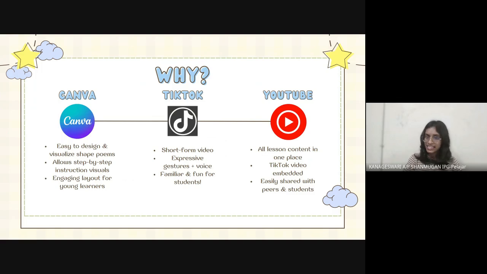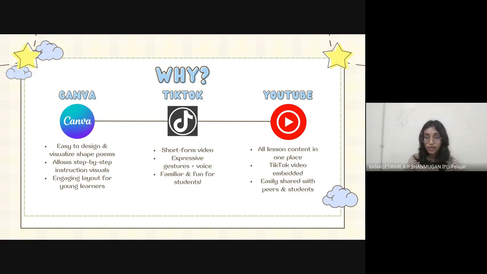The next platform I'm using is TikTok. Now, TikTok might seem like just a fun app for short videos, but it's actually a great way to engage Year 5 students because they are already very familiar with it. I'll be using TikTok to record the recitation of a shape poem. The short form video format is perfect for allowing the poem's expression to shine. I can add gestures and tone of voice in an engaging way and add effects like the green screen effect to show the poem. And this is something that students will be excited to try as well, right? So TikTok makes the lesson more relatable and also fun.